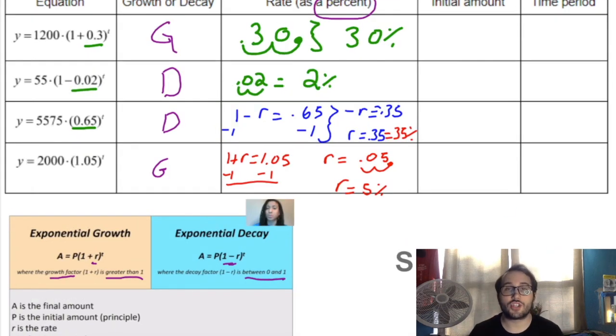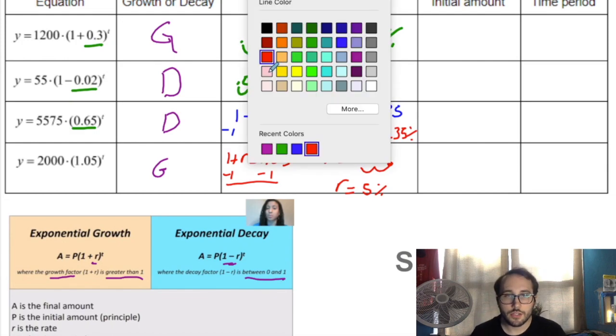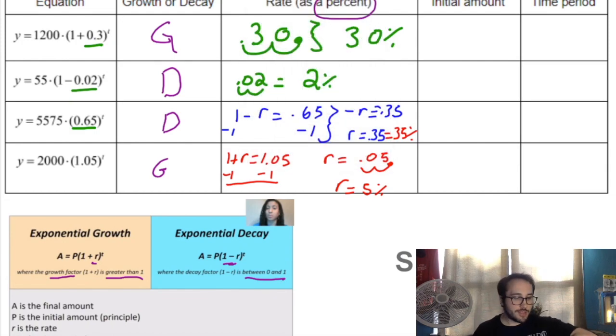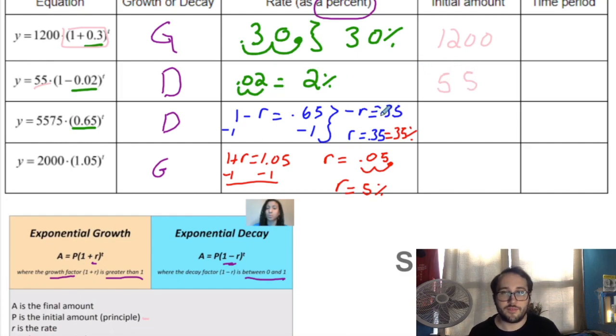All right, so let's do the initial amounts. Let's do it in pink. All right, so the initial amount, if we look at over here, we know that the initial amount is the same thing as the principal, which is P, which is really the coefficient of the growth factor. So if this whole thing in parentheses is my growth factor, the initial amount is the number that's the coefficient of that. So it's the number next to it. So we got 1,200, we got 55, we got 5,575, and we also have 2,000.